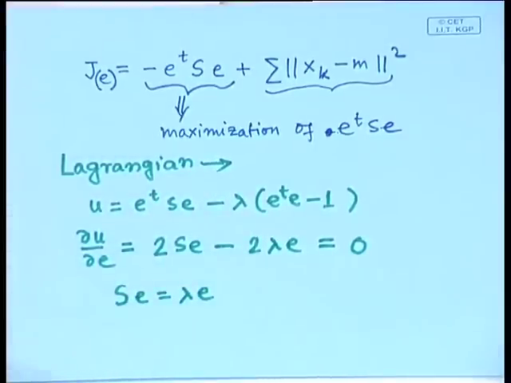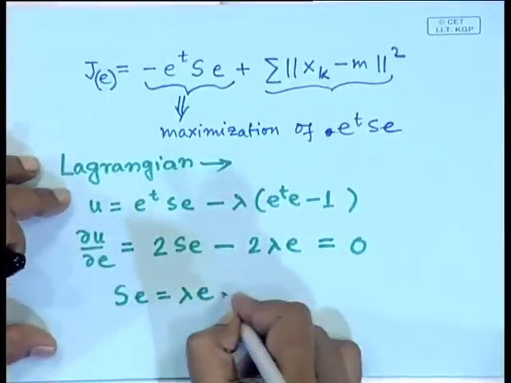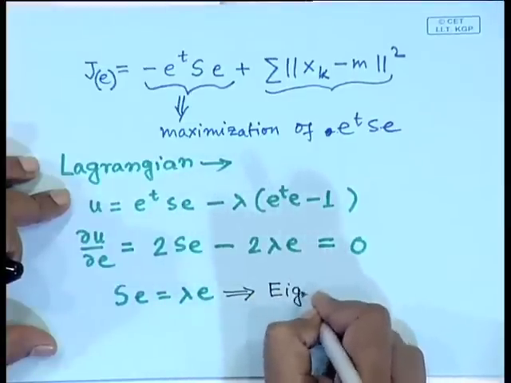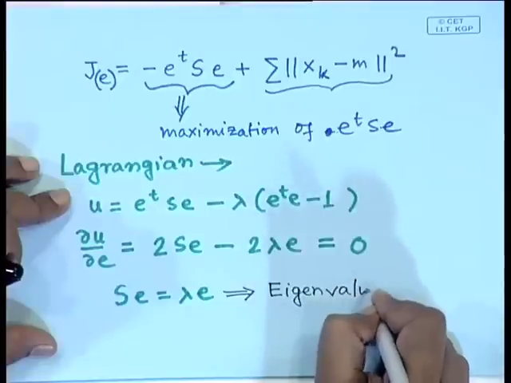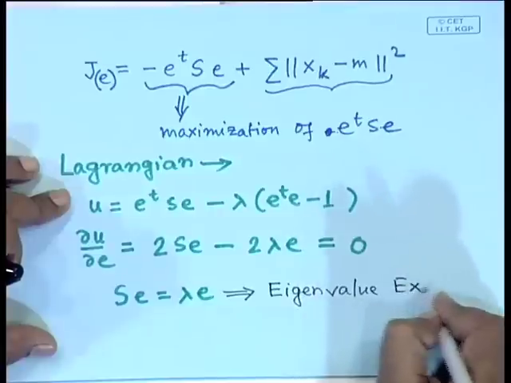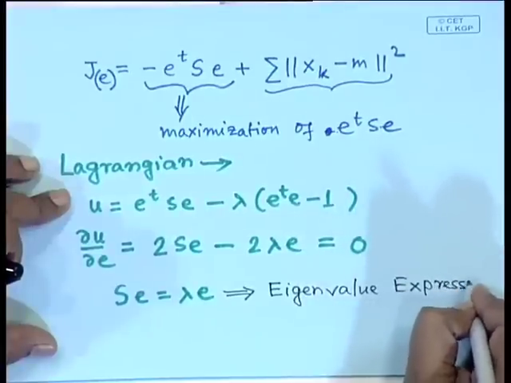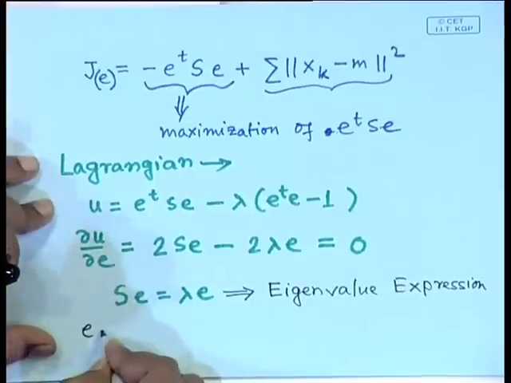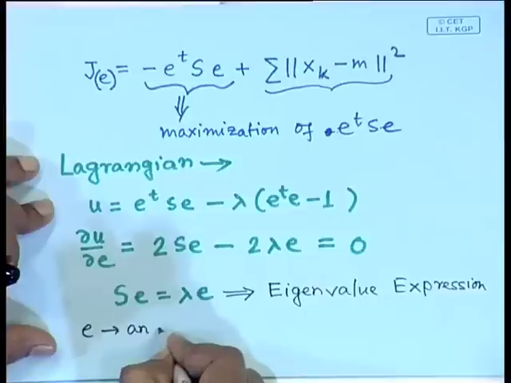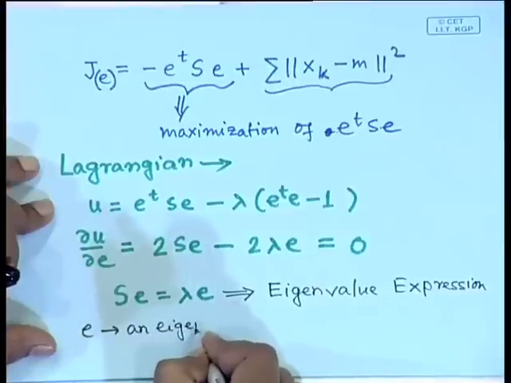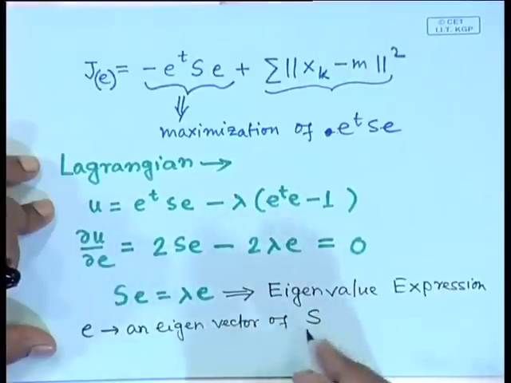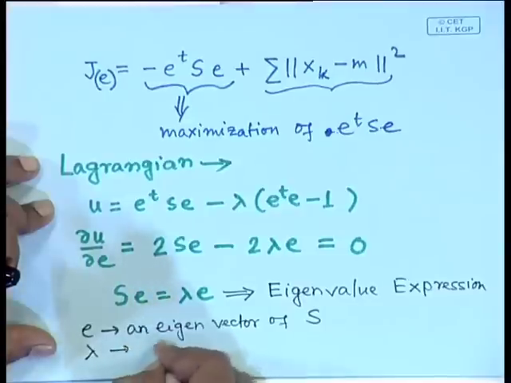Okay. What is this expression? This is an eigenvalue expression. So, this is simply an eigenvalue expression. Where the vector E is an eigenvector of S, okay. And what is lambda? It is the corresponding eigenvalue.